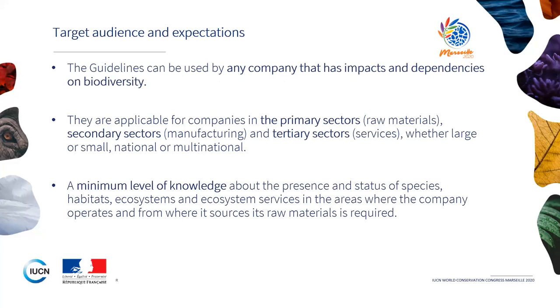So in terms of target audience, who could use these guidelines? We say everybody. Any company can use these guidelines in the primary, secondary or tertiary sector, so from raw materials to manufacturing and services. However, what is a must is to have some data about what happens on the ground. Otherwise it will be very difficult to put in place the first stage, which is fundamental for the entire process, understanding impacts and dependencies. So some information is necessary about that. Now, of course, every company is on a journey. Some companies will start with a small amount of information, build the system on that, and then aim at enlarging the scope of the data they have. But some data is absolutely fundamental.